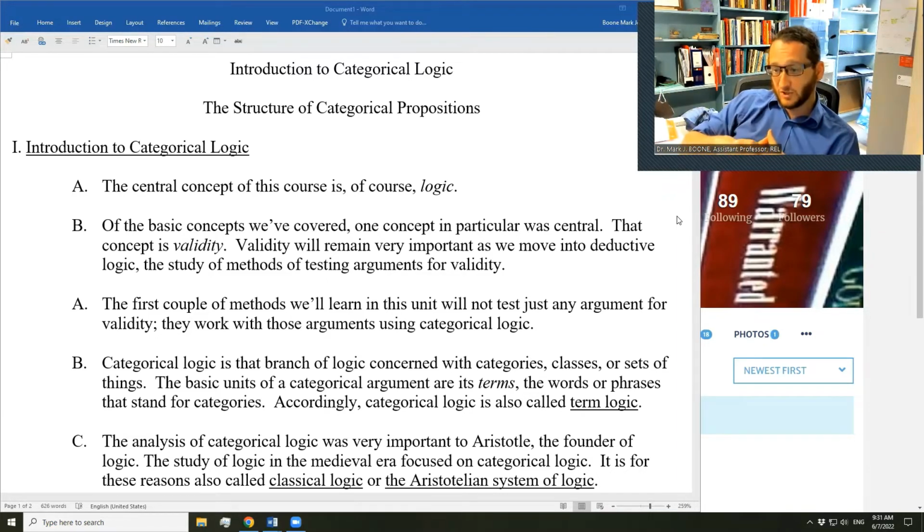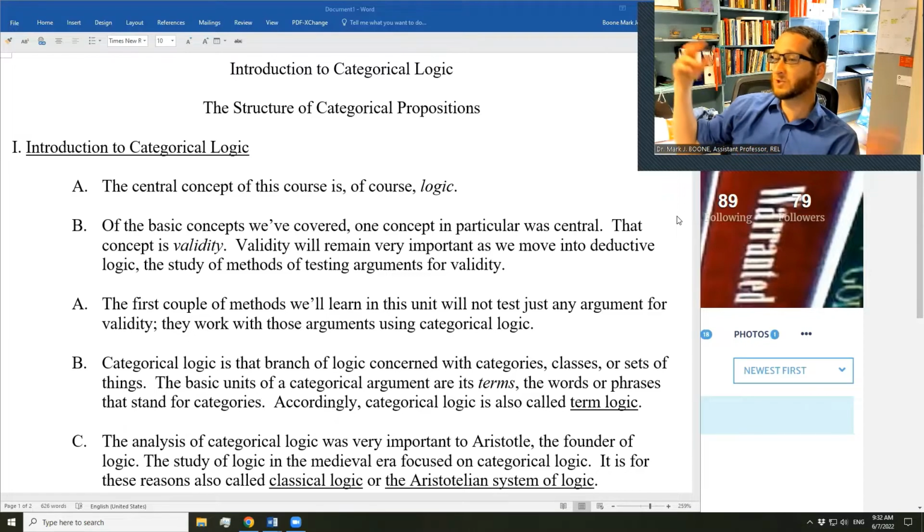In categorical logic, we do something similar, but with terms rather than statements. In categorical logic, we look at the structure of an argument by considering its terms. We break an argument down into its constituent terms and the connections among them, and then we look at the structure of the argument. Now, a term is a noun or a noun phrase that stands for a class of things, or a category of things, or a group of things. So in categorical logic, we break down an argument into its constituent categories, and more precisely into the terms representing those categories.